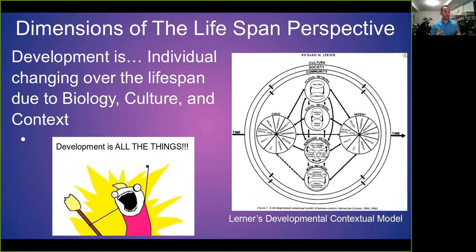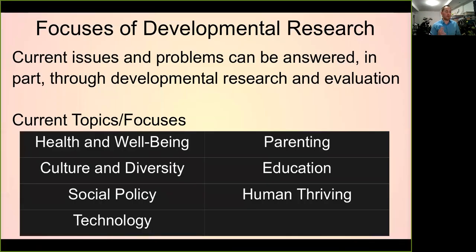So you might look at this graph or this diagram and say, well, that's everything. That's so many things that are happening. And it's true. Development is a look at all the different ways that the world and life affects us and makes us change throughout life. So current focuses in development, and problems to be answered through developmental research and evaluation, are things like people's health and well-being, how culture or diversity can affect people in different ways and help them grow, and how social policies might affect the development of people.